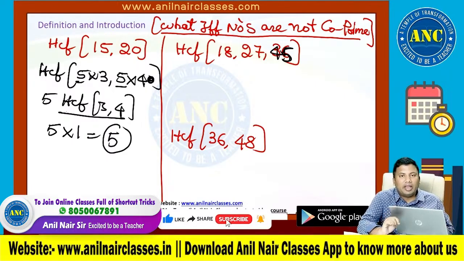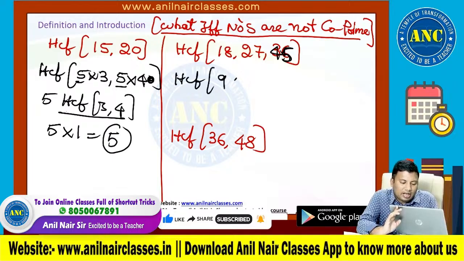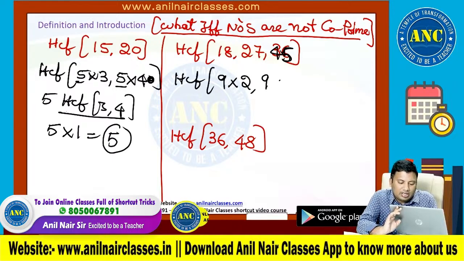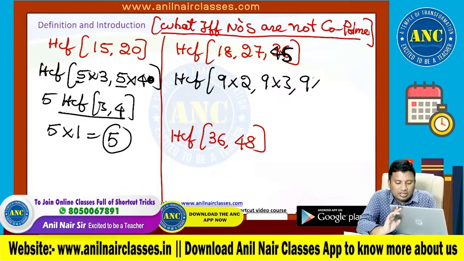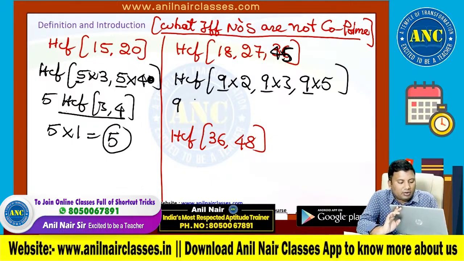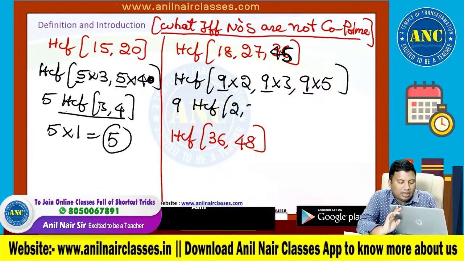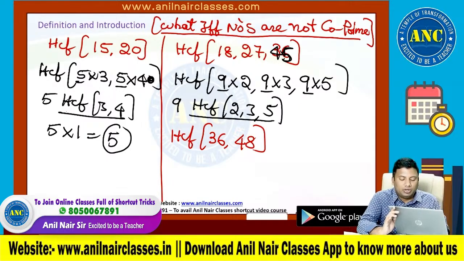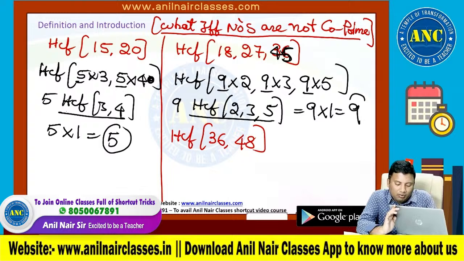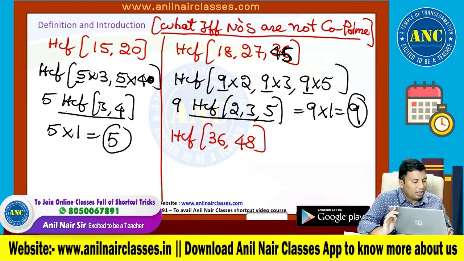Again, HCF of 18, 26 and 45, let us take. 9 2s are, next is 9 3s are, next is 9 5s are. 9 is common, taken out. HCF of 2, 3 and 5. 2, 3 and 5 are co-primes to each other. Co-prime numbers HCF is 1. 9 ones are 9. I hope it is clear.